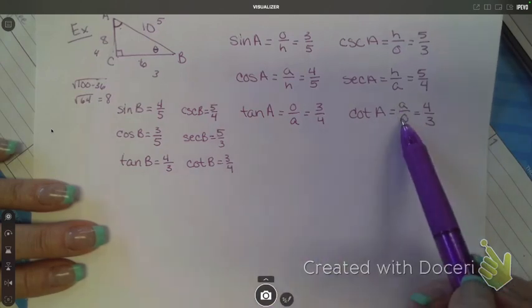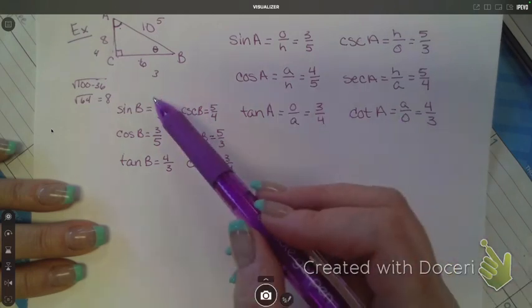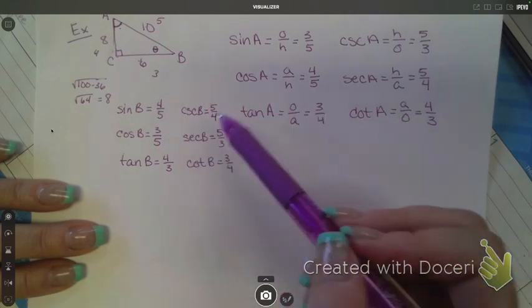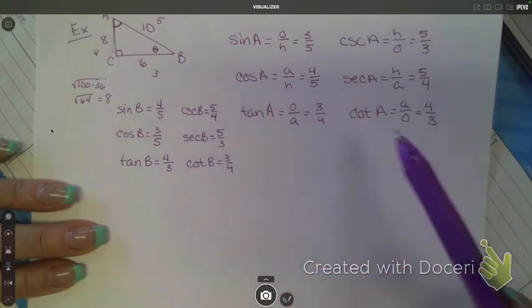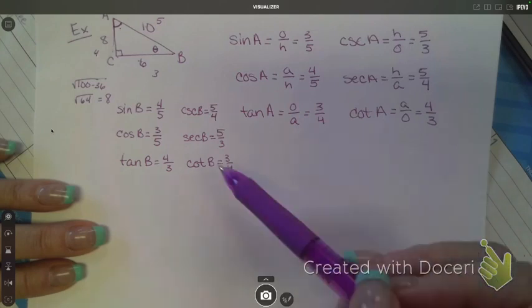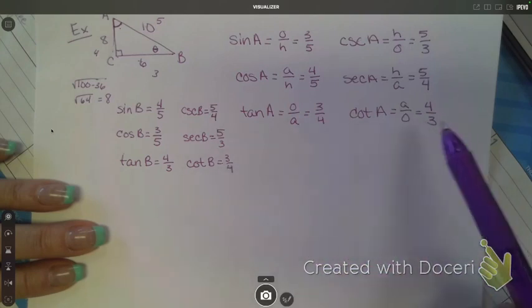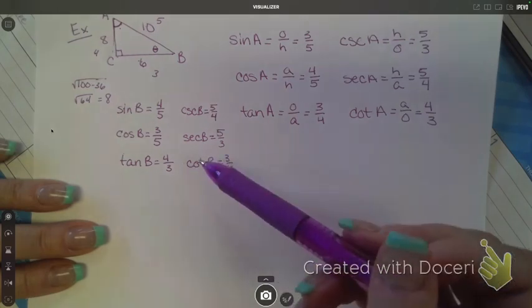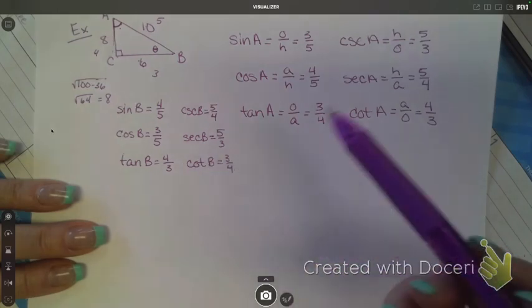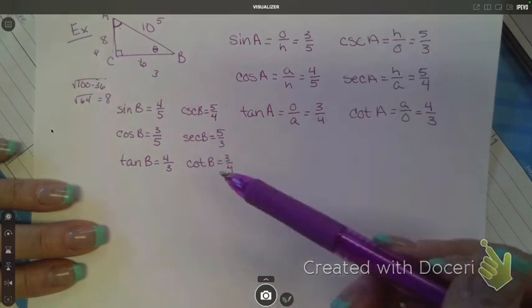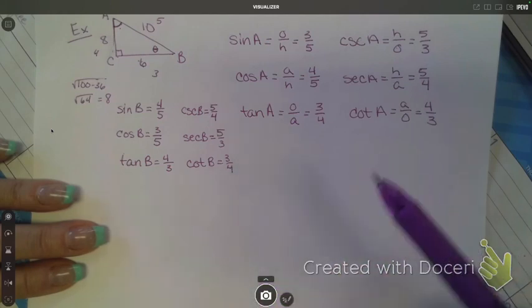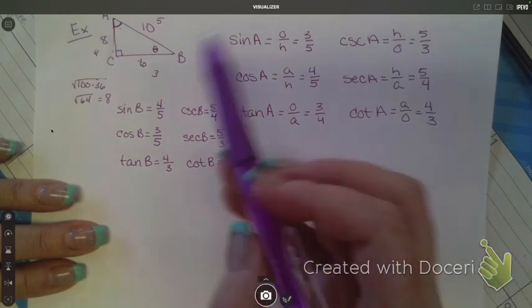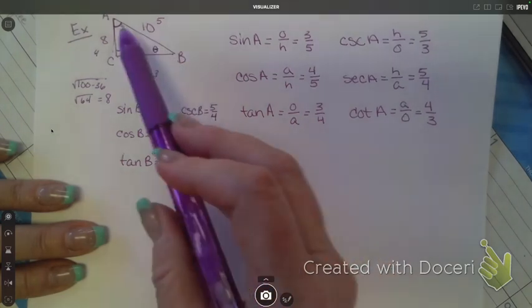Okay? So the sine is the cosine, the cosine is the sine, the secant is the cosecant, the cosecant is the secant, the tangent is the cotangent. What are you hearing? What do I know about A and B? What is the relationship between A and B?